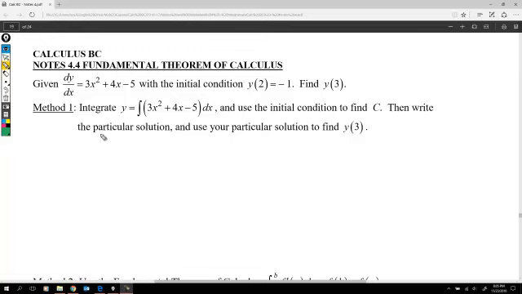What we could do is take the integral. So I know that y is equal to x cubed plus 2x squared minus 5x plus c. And I know that y of 2 is negative 1. So I could plug 2 in. I'll get 8 plus 8 minus 10 plus c. So that means that c is negative 7.